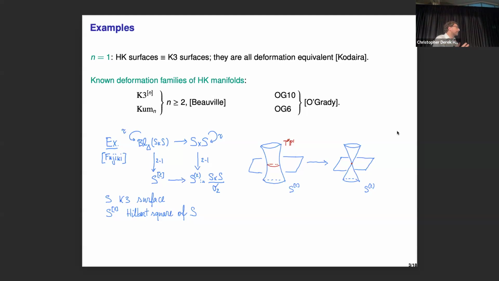Just instead of starting with a K3, I start with an abelian surface. And then in a beautiful paper, somehow, in a beautiful two papers, O'Grady found two exceptional examples, which we'll discuss a bit later. One is in dimension 10, again coming from a K3 surface, and one in dimension 6, again coming from a similar construction for abelian surfaces. I will not define them now. I'll talk about them quite a bit later.